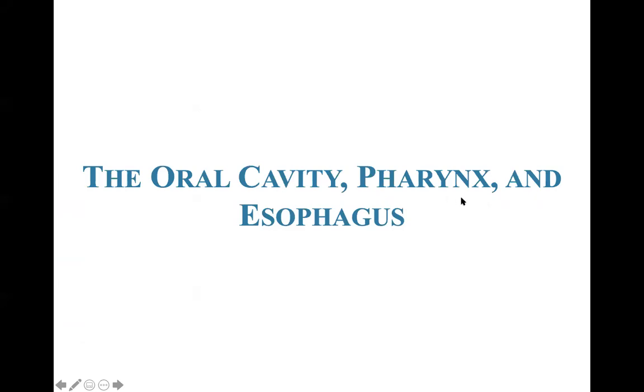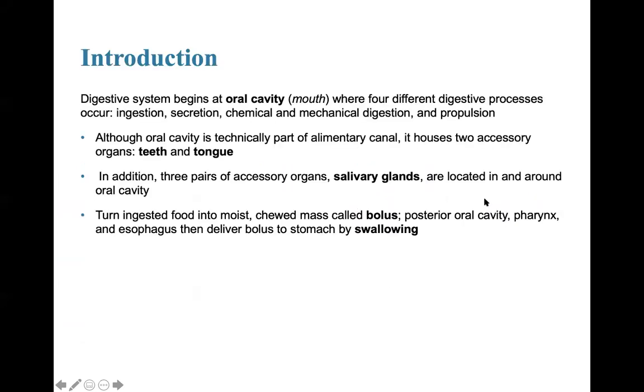Okay, so now we're going to look at the oral cavity, pharynx, and esophagus. The digestive system begins at the oral cavity, or the mouth, where four different digestive processes occur. You're going to have ingestion, secretion, chemical, and mechanical digestion. So all four of these different processes will actually occur in the oral cavity.